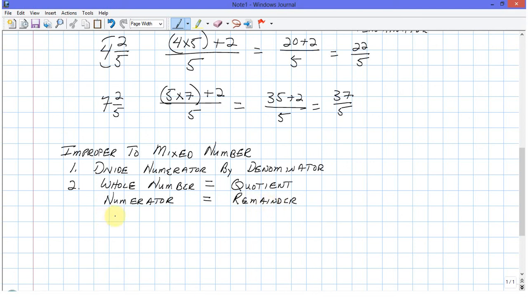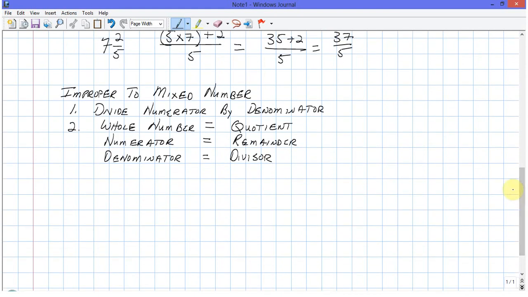And then lastly, the denominator is the denominator of my original fraction, which we will use as the divisor of the problem. So for example, let's take a look at if we have the fraction 13/5. Okay, so if we had 13/5, my first step would actually be to divide 13 by 5. So let's do that.